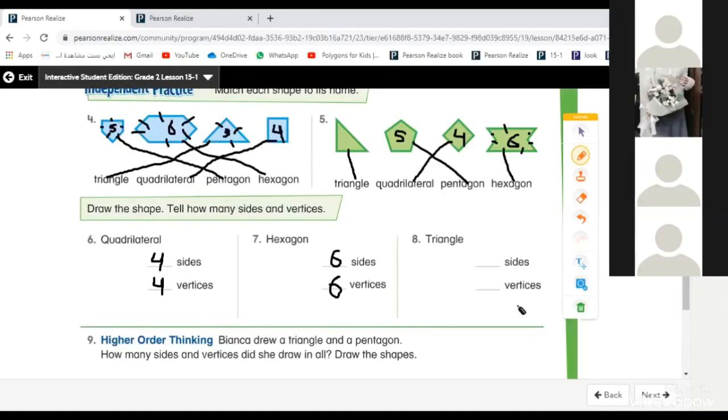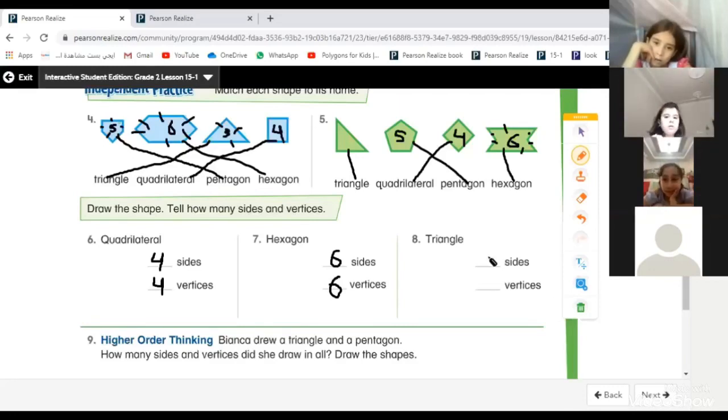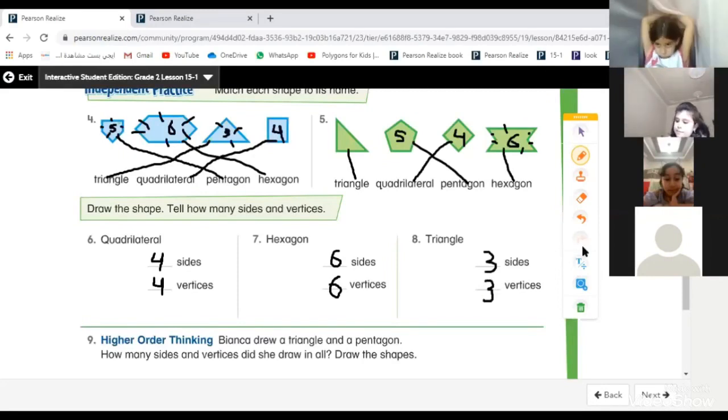Lamar is not here today. Iman? Can you hear me, Iman? Teacher, I opened the mic. Can you hear me, Iman? Okay, let us choose another girl. Aisha, triangle. How many sides and how many vertices? Triangle. How many sides? 3. Okay, what about vertices? How many vertices? 3. Excellent. Also 3.